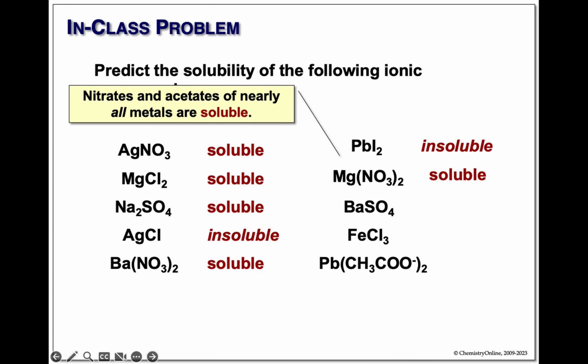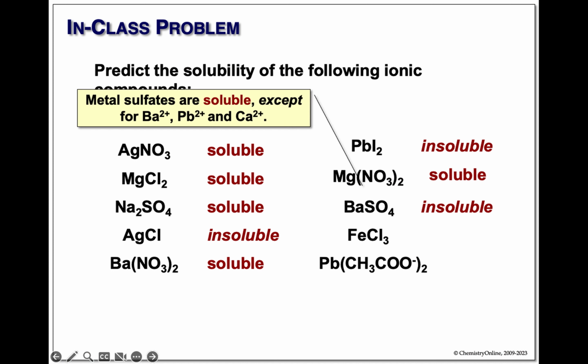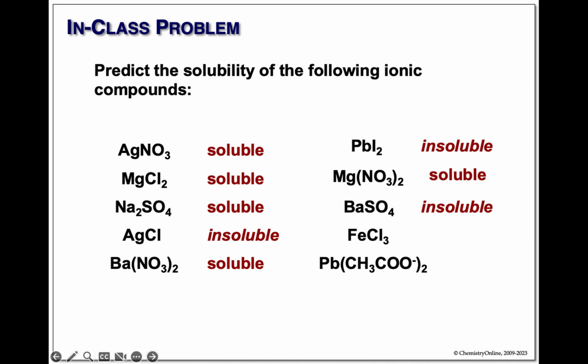Here's our guy, barium sulfate. We know that most sulfates will be soluble, but barium is an exception, and it's insoluble. Barium, lead, calcium. Metal halide. Iron is pretty heavy. You would think it would be a heavy metal, right? It's not. Heavy metals are restricted to silver, lead, mercury, and copper.